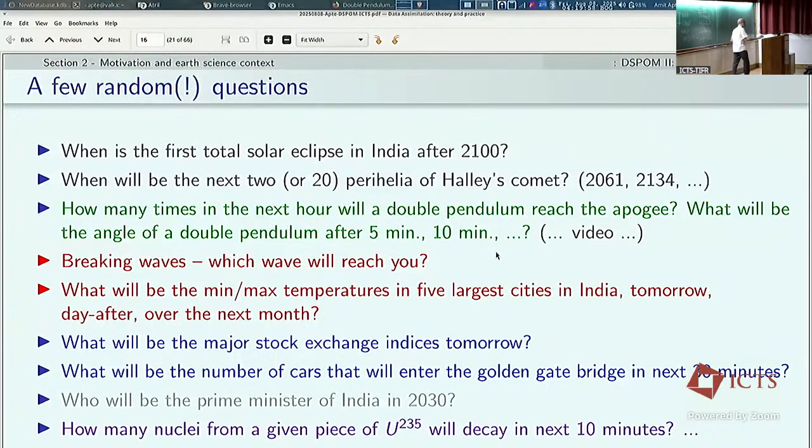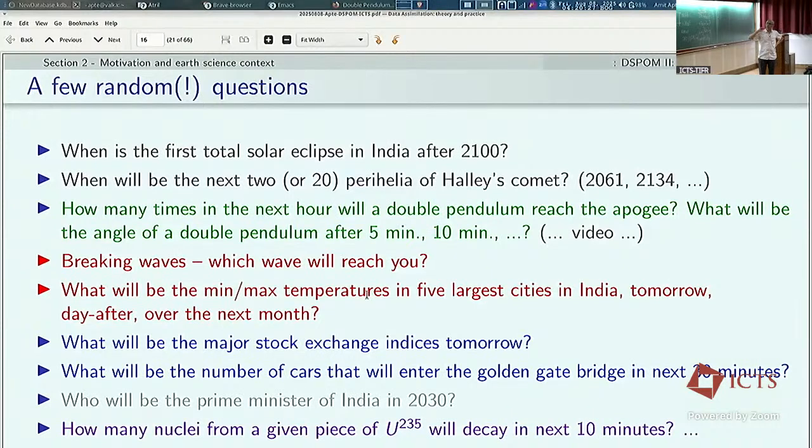Okay, I talked about breaking waves, which wave will reach you, weather prediction, maximum and minimum temperatures, rainfall, all of these things. The two main categories are these. First, deterministic models. As I said, for weather prediction also we use Navier-Stokes. So those are deterministic equations. All of this up to here is deterministic equations. That is, they will be either partial or ordinary differential equations.